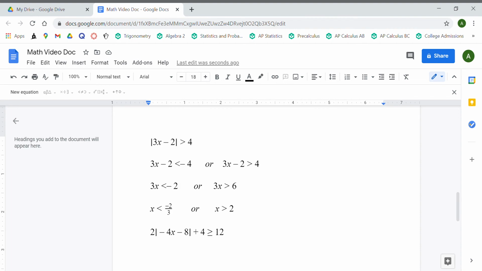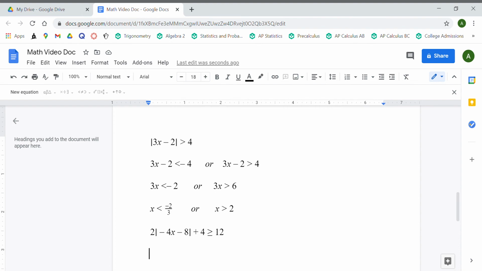So I want you to really think this through before you try and solve this, okay? So pause the video, think it through slowly, and then solve it. And remember, the goal is to get the absolute value expression by itself before you split this thing up.